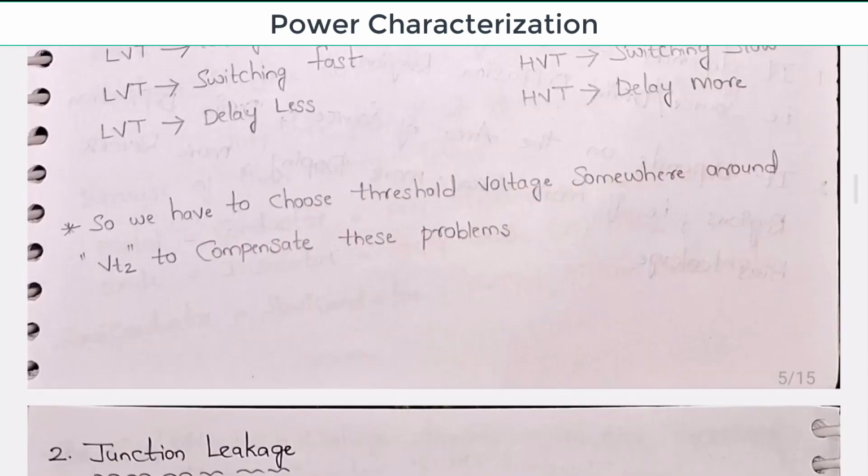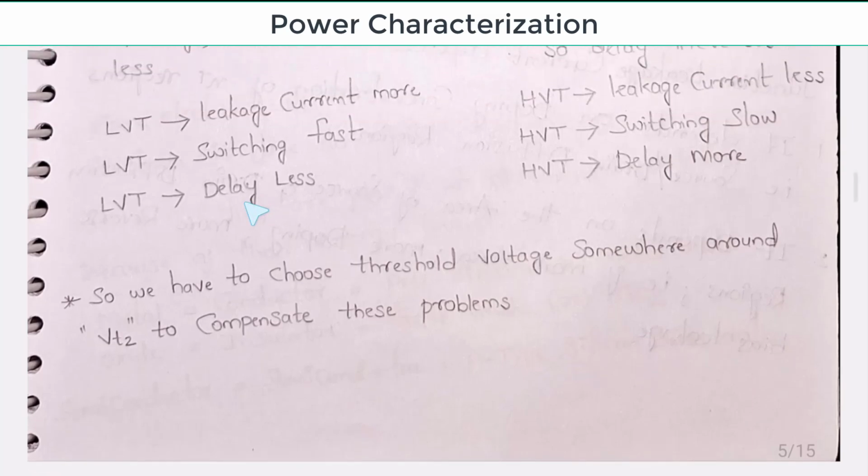So we have to choose threshold voltage somewhere around VT2 to compensate for these problems. If you go for lower threshold voltage, we get the advantage that delay will be less, but in HVT delay will be more. Suppose you are focusing on leakage: if you go for LVT, leakage current will be more, whereas here leakage current will be less. So you have to choose somewhere between, regular threshold voltage or standard threshold voltage.